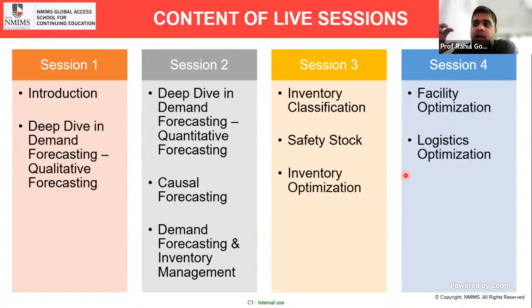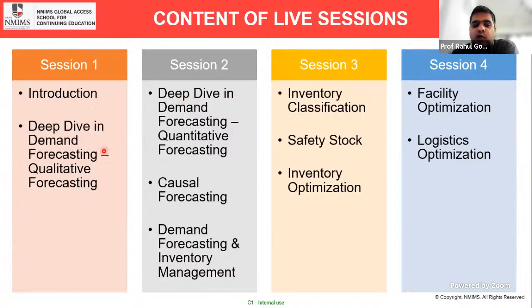So you will see the intensity, or the number of use cases, is higher in these three elements of supply chain in comparison to others. So session one, introduction plus, we'll start entering into demand forecasting. In session two, we'll continue to build our understanding.